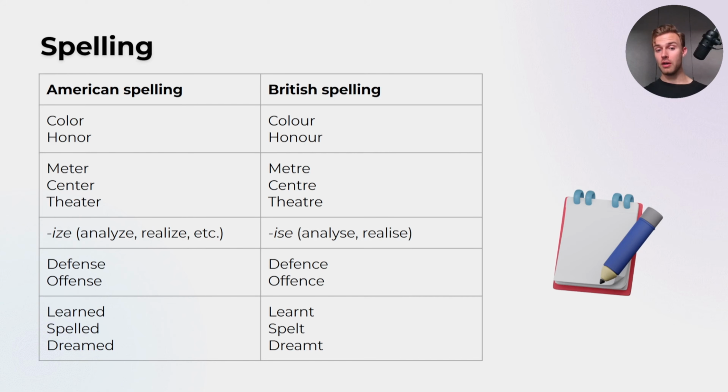Defense and offense in American English are spelled with an S, and in British English, they're spelled with a C.